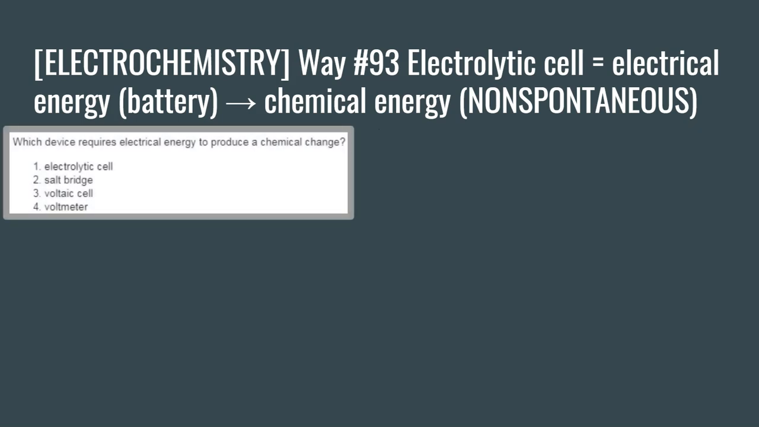So let's look at some problems. Which device requires electrical energy to produce a chemical change? Well, if you look at the definition of an electrolytic cell, it uses electrical energy to produce a chemical change. Therefore, the answer is an electrolytic cell. A voltaic cell would have these answers reversed.